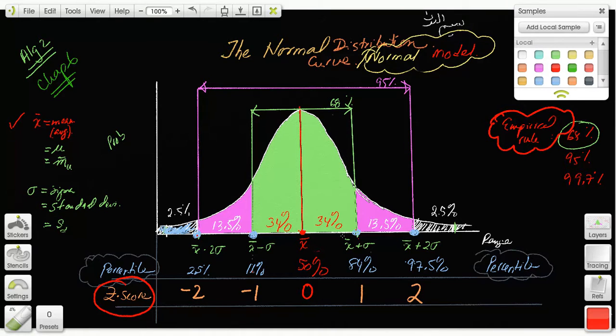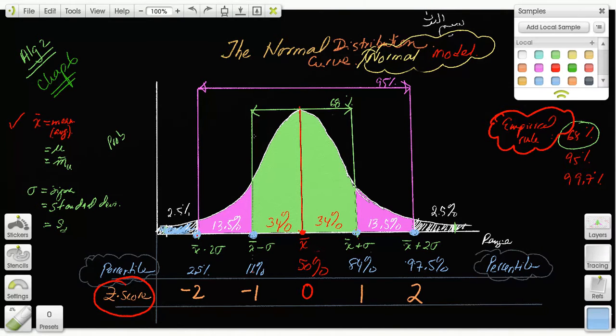68% of data is within 1 standard deviation of the mean. And then 95% of the data is within 2 standard deviations of the mean. And 99.7% of the data is within 3 standard deviations of the mean, like this. Now that's the empirical rule. And then the percentiles are calculated like this.